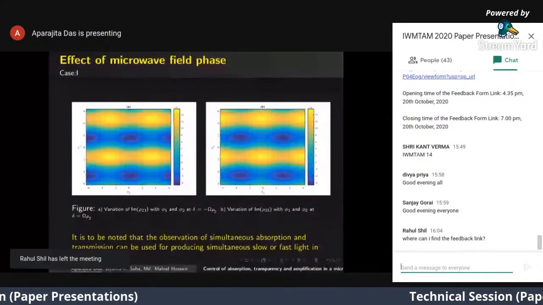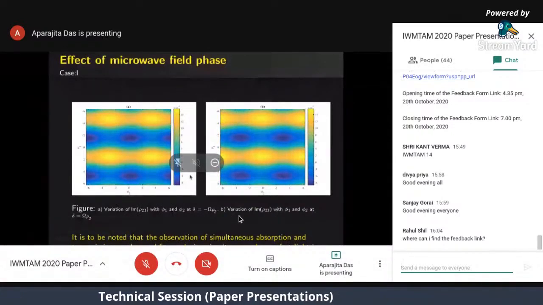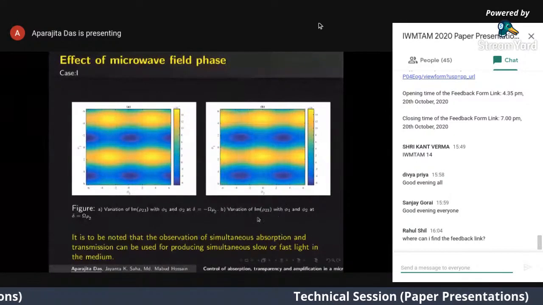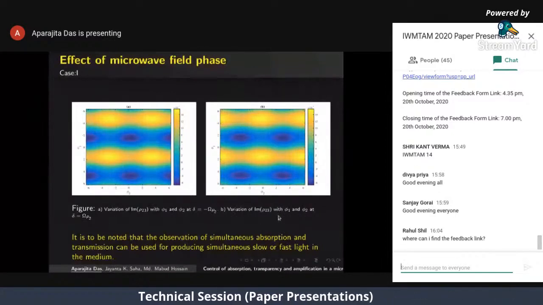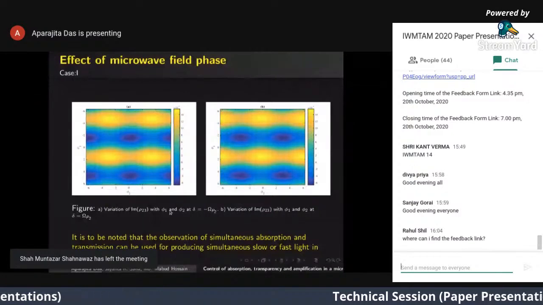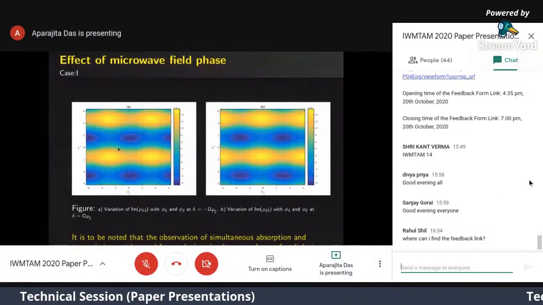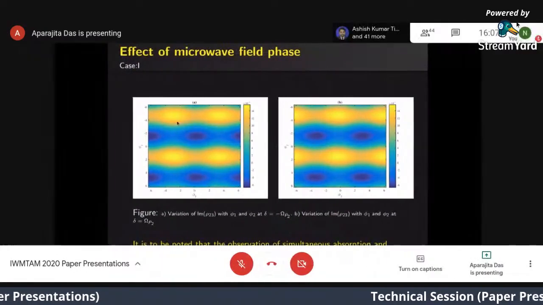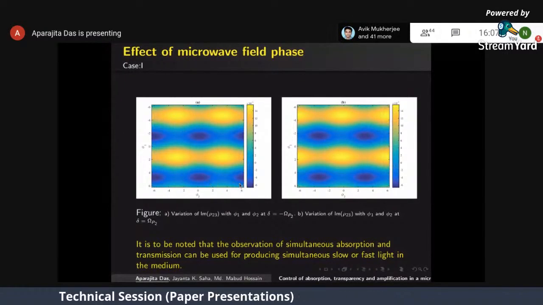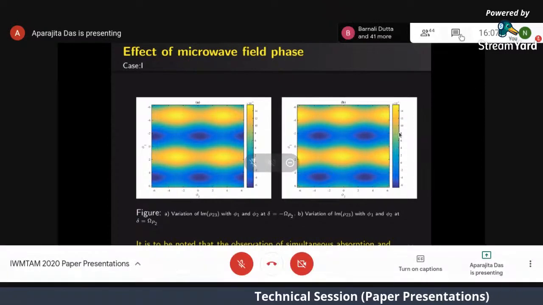For the first case, when the second pump P2 is stronger than P1, we have plotted a contour plot for the variation of imaginary part of rho 2,3 with varying both the phases phi 1 and phi 2 for two detuning positions where the dressed states are produced. Here you can see that the elliptical shaped blue as well as these yellow portions are changing periodically with respect to phi 1 as well as phi 2 for both the detuning positions.